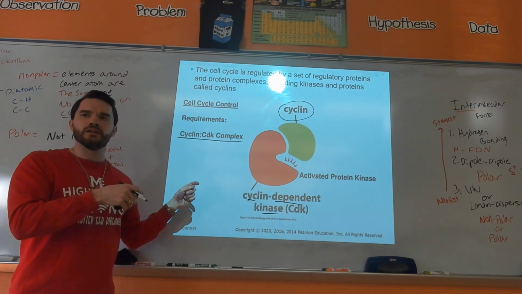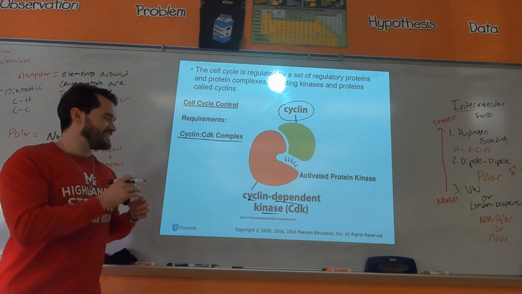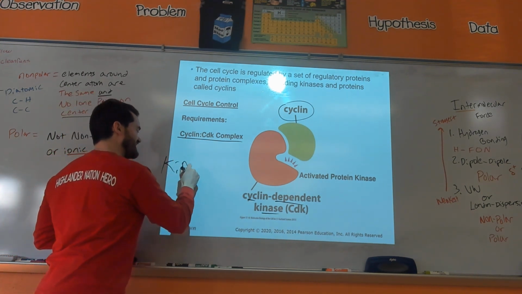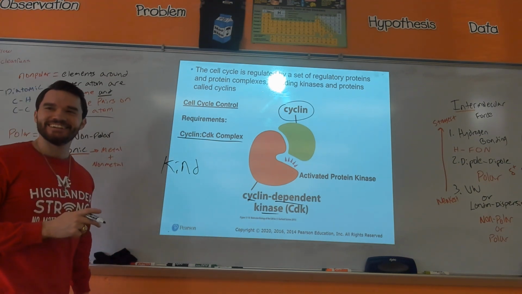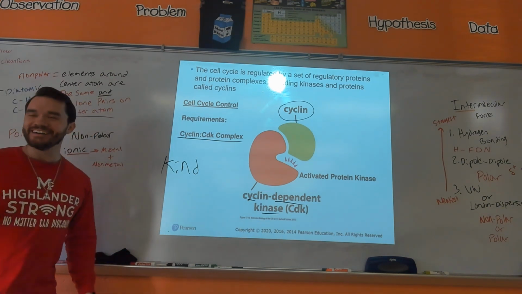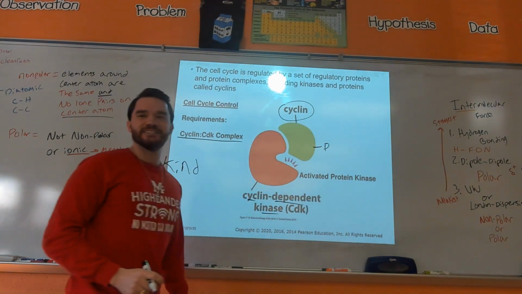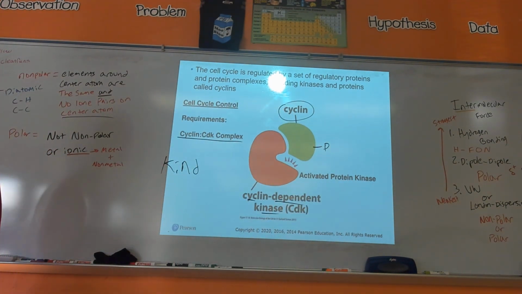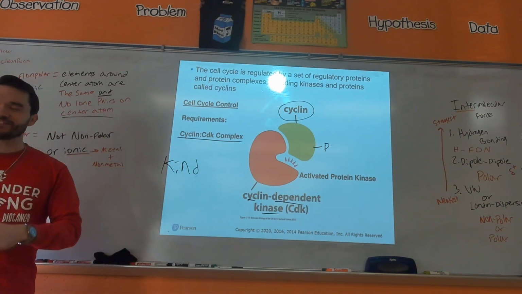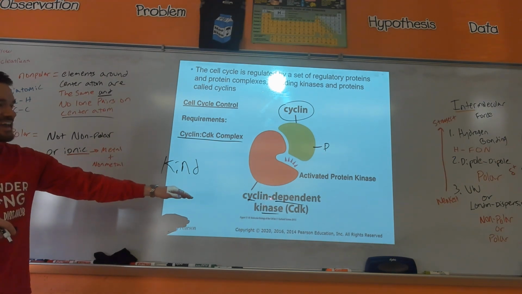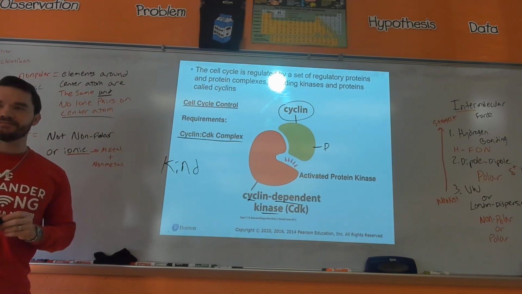And kinases do what? You know that. If you don't think about it too much, the D in kind looks like a P. So kinases attach phosphate groups. Now that we're all on the same page, kinases attach phosphate. So the cyclin-dependent kinase, CDK, attaches phosphates to cyclin, and that would then make it activated.